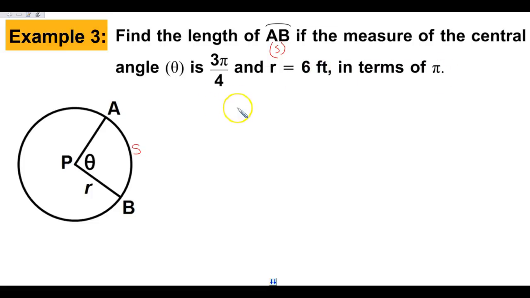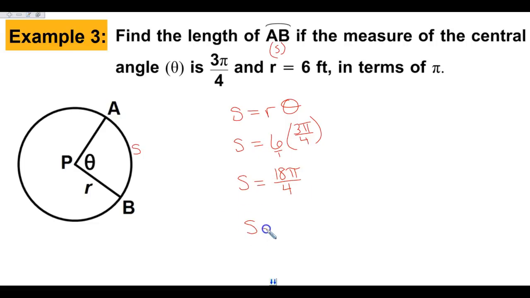So my formula is that my arc length is my radius times my angle measure in radians. So my arc length is S, my radius is 6 feet, and my theta is 3 pi over 4. Again, remember this is like saying 6 over 1. When I multiply across the top, I'm going to get 18 pi. Multiply across the bottom, I'm going to get 4. I'm going to reduce this to 9 pi over 2.